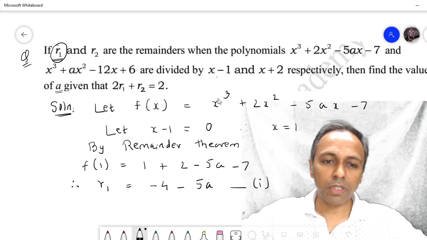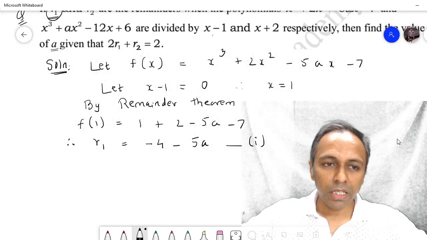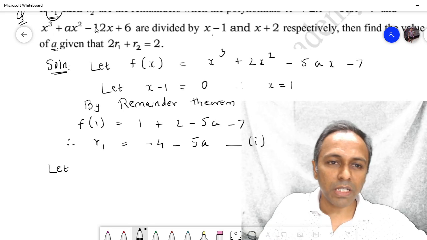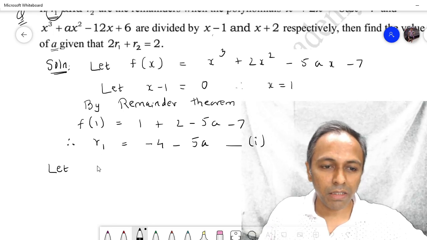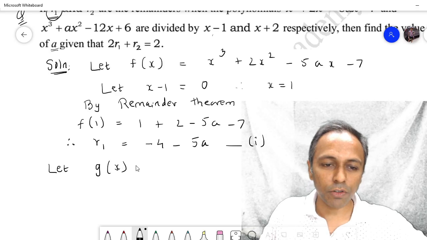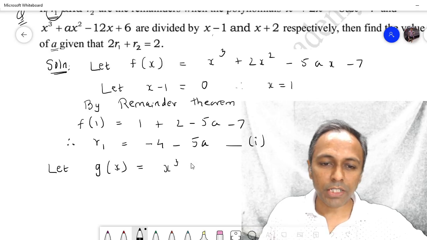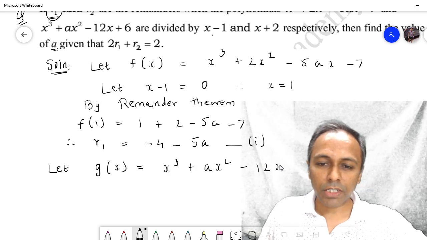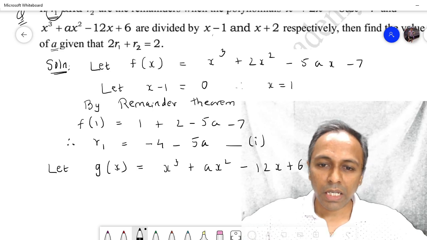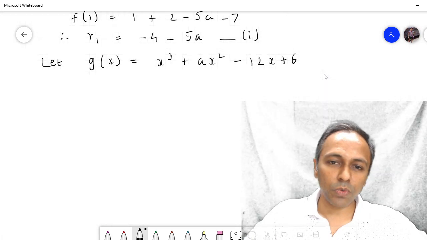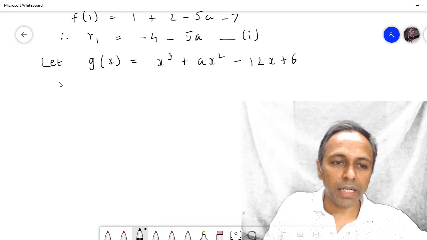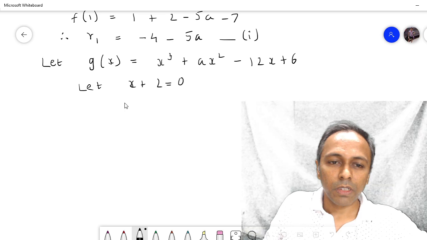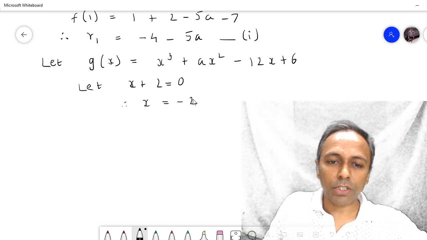Now we will repeat for the second polynomial. Let us write, now the variable is again x, so writing f of x will look identical. Let us say this time g of x is equal to x cube plus ax square minus 12x plus 6, and you are dividing it with x plus 2. We will write let x plus 2 is equal to 0, therefore x is equal to minus 2, right.